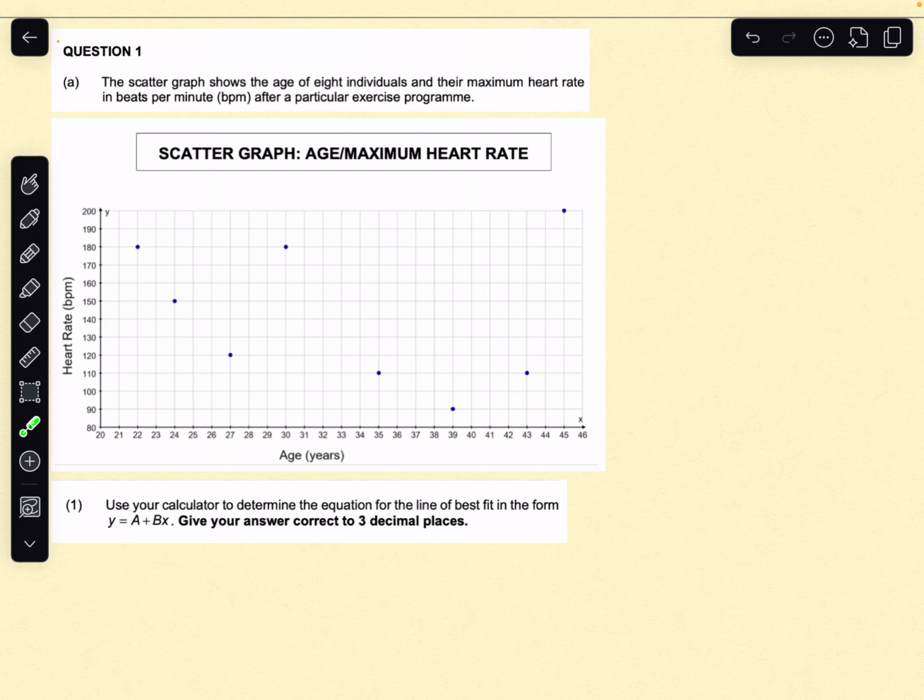And speaking of which, that is the very first task. We need to use our calculators to determine the equation for the line of best fit in the form y is equal to a plus bx. Give your answer correct to 3 decimal places. So essentially we need to work out the value of a and the value of b so that we can see what the line of best fit looks like. Maybe it's going to be something like that. Anyway, let's see.